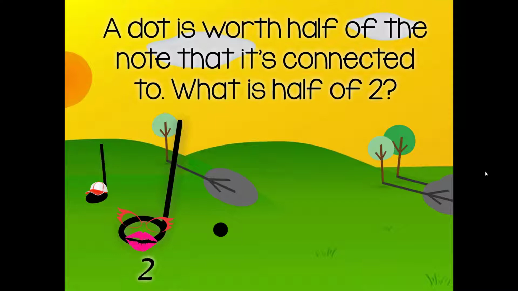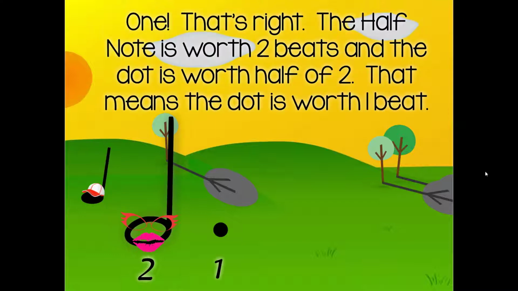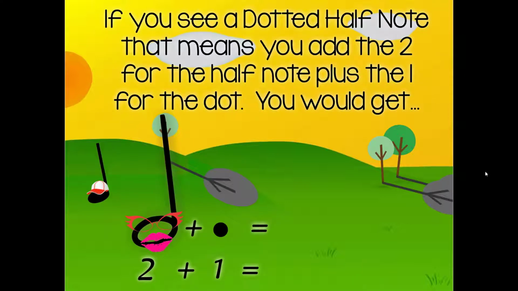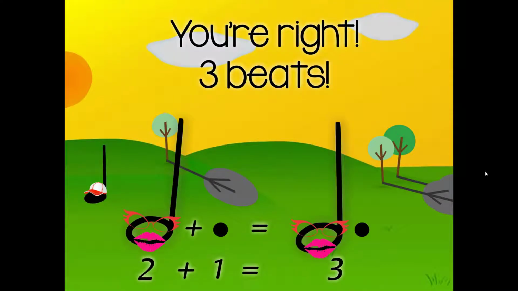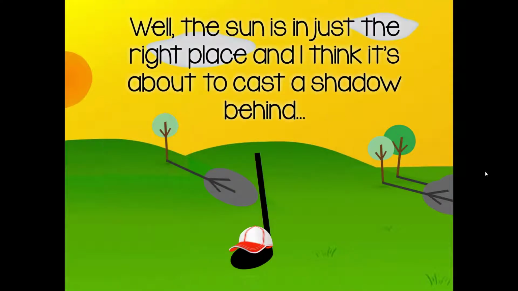What is half of 2? 1. That's right. The half note is worth 2 beats and the dot is worth half of 2. That means the dot is worth 1 beat. If you see a dotted half note, that means you add the 2 for the half note plus the 1 for the dot. You would get 2 plus 1 equals, you're right, 3 beats.